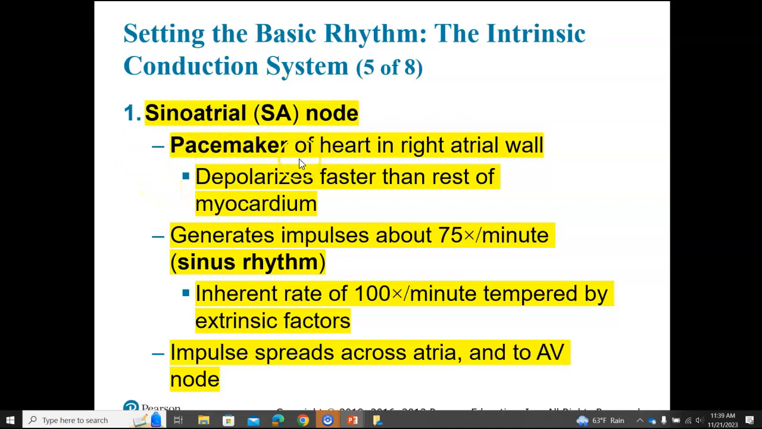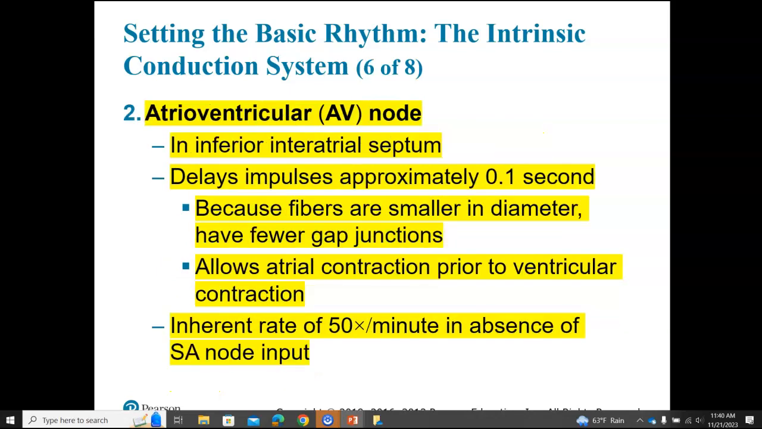The SA node is located in the right atrium. It's the pacemaker of the heart, and it depolarizes faster than the rest of the heart muscle. It generates impulses at about 75 beats per minute. And the impulse spreads across the atria and to the AV node.